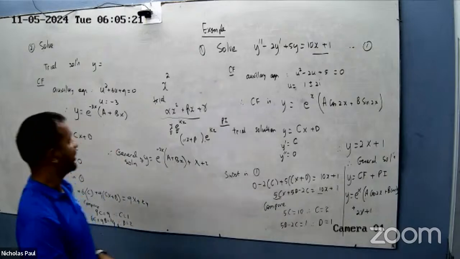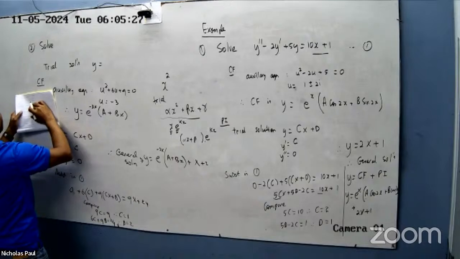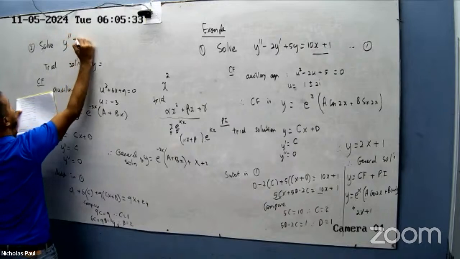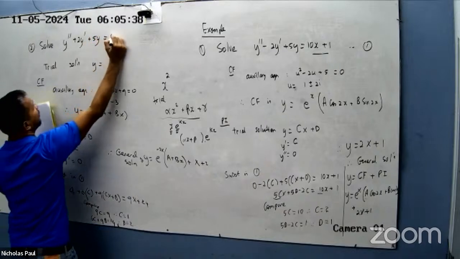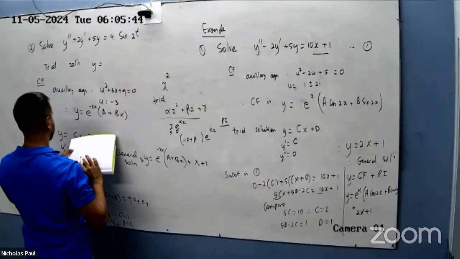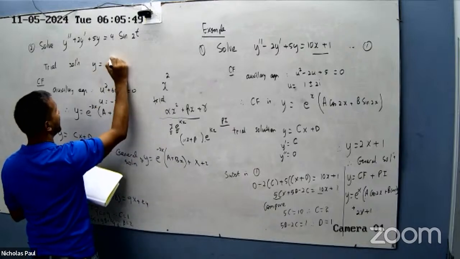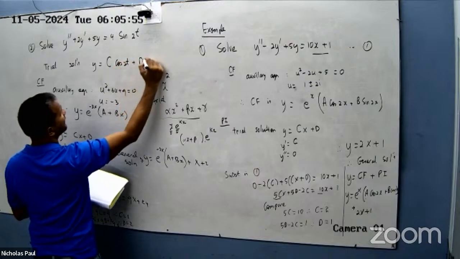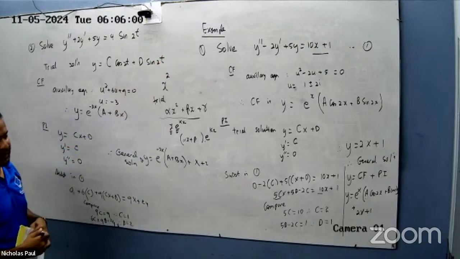If the right hand side is trigs, then the trial solution will look like this. So in 2014, they gave you this. Solve y double prime plus 2y prime plus 5y is equal to 4 sine 2t. Trial solution, of course, is c cos 2t plus d sine 2t.